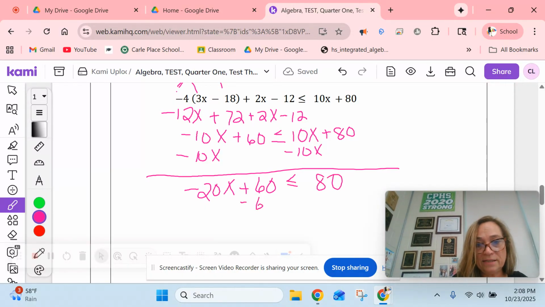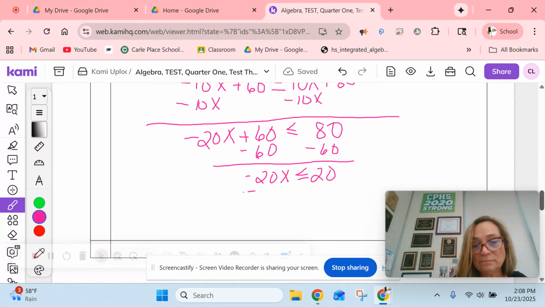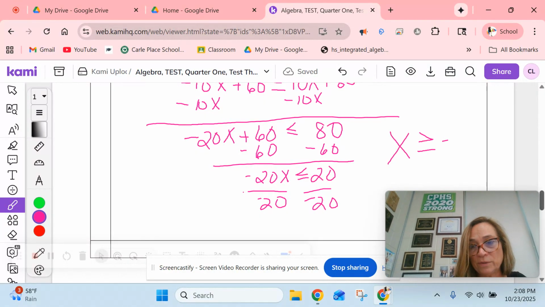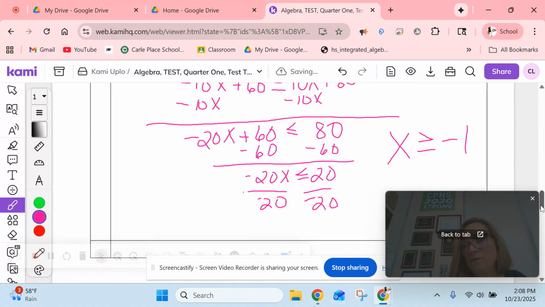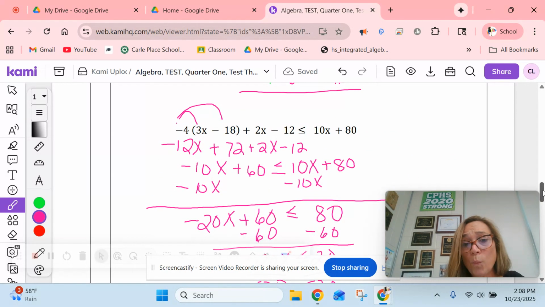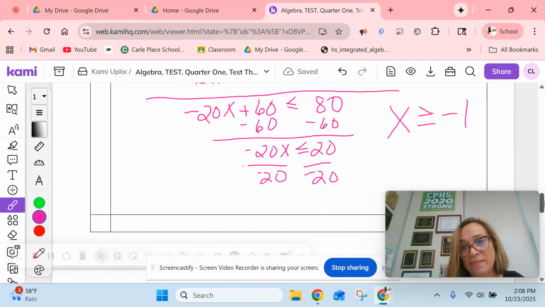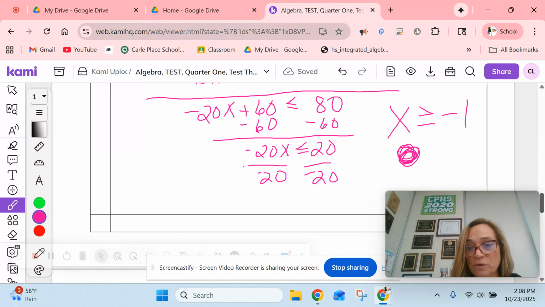And then I'm going to subtract 60 from both sides. That gives me negative 20x is less than or equal to 20. I'm going to divide by a negative 20. And that's going to give me x is greater than or equal to negative 1. Now, you can check these by taking numbers that are greater than or equal to negative 1 and plugging them in and seeing if it makes it true. So like if I plug in a 0, will it make it true? You can do things like that. And then the graph for this would be closed circle going to the right.